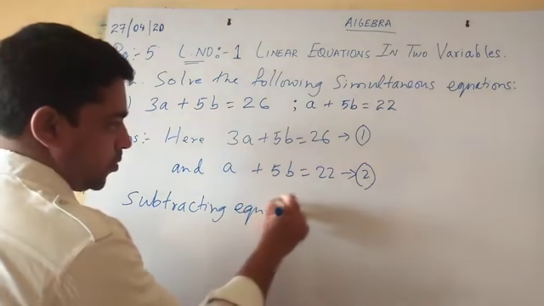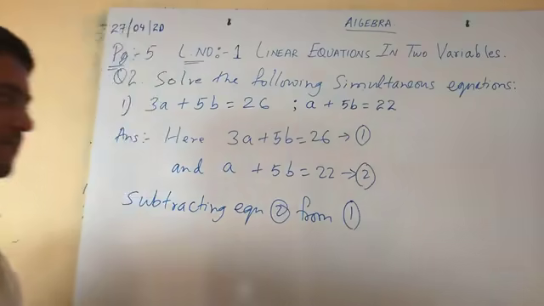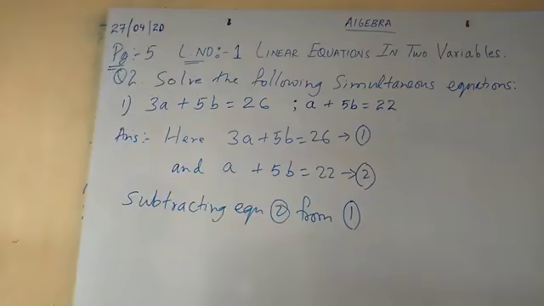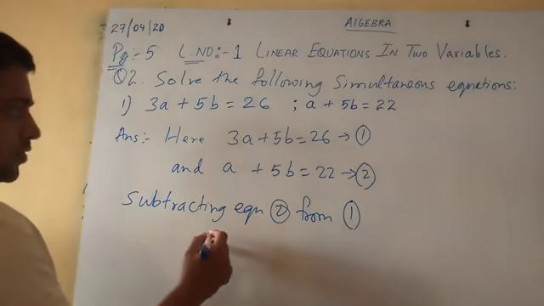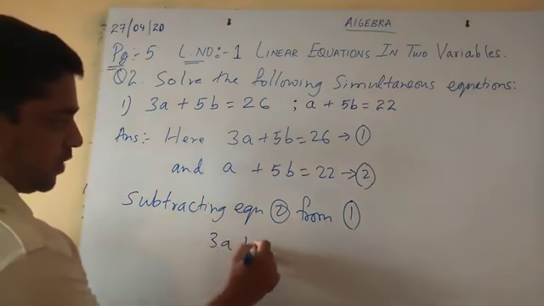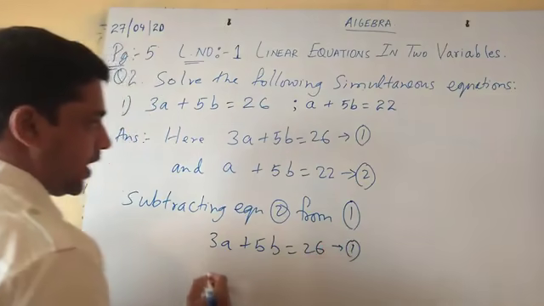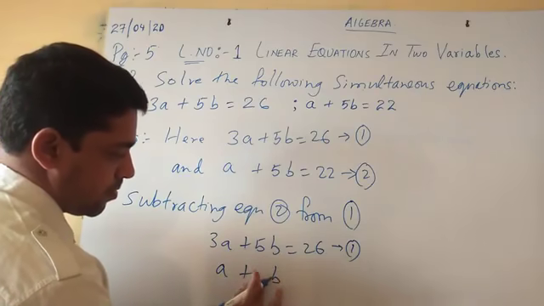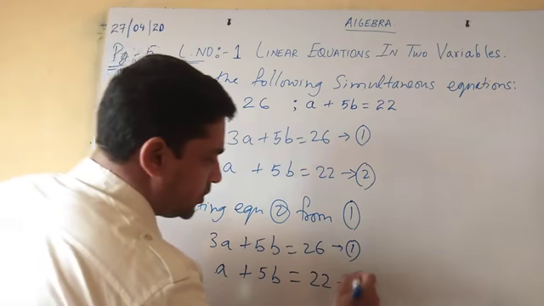Let us start. So I will write the statement: subtracting equation 2 from 1. You can write this down when you get the time. As I am writing, you can also write it down so that later on you can revise it and perfect the sum. Now 3a plus 5b is equal to 26. That's equation 1, and a plus 5b is equal to 22 is your equation 2.